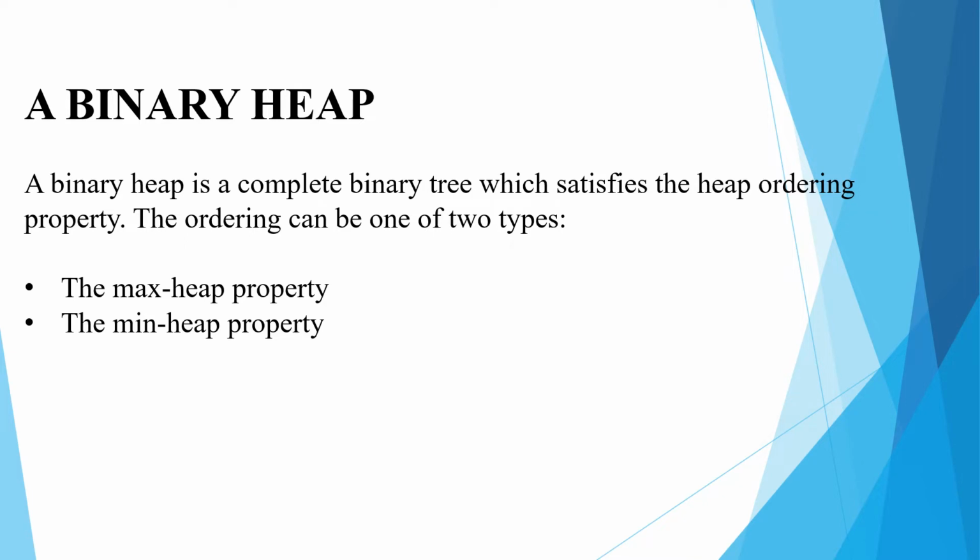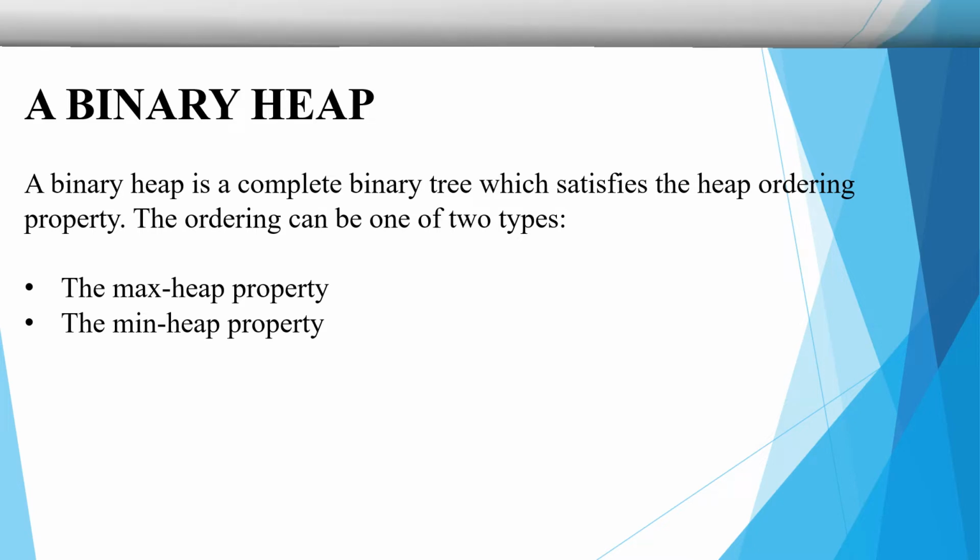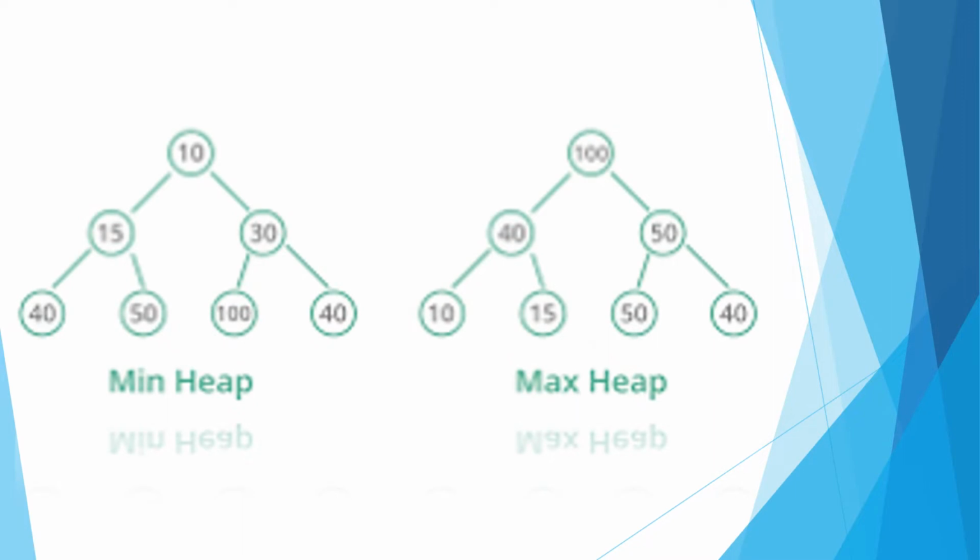Elements at every node will be either less than or equal to the element of its left and right child. Thus, the root has the lowest key value. Such a heap is called a min heap. Given in the slides are examples of a min heap and a max heap.